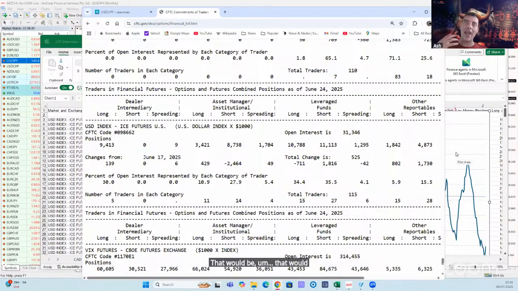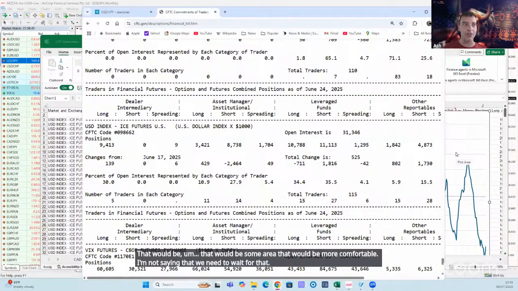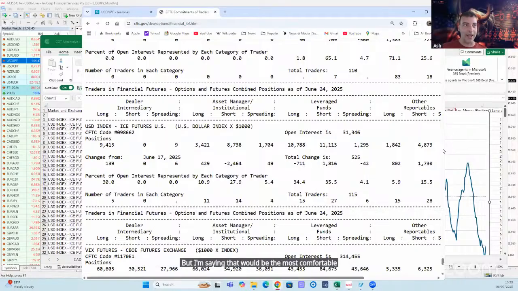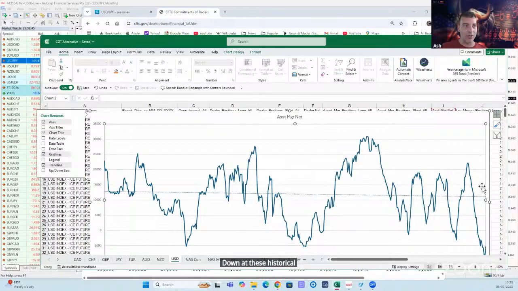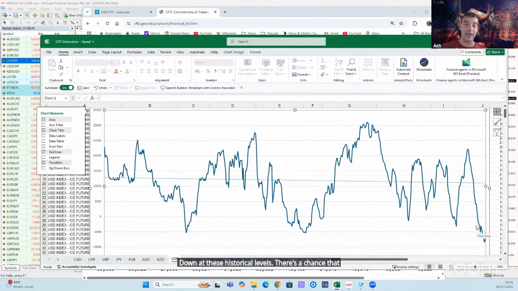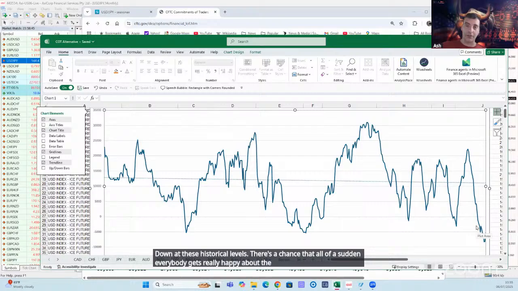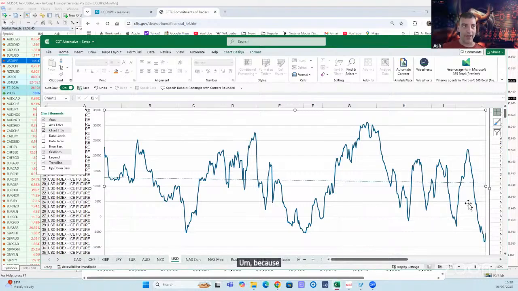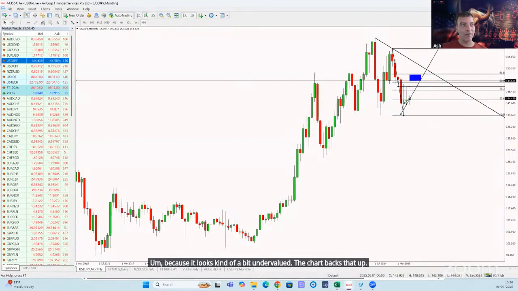That would be some area that would be more comfortable. I'm not saying that we need to wait for that, but I'm saying that'd be the most comfortable position because down at these historical levels, there's a chance that all of a sudden everybody gets really happy about the dollar and this just flips because loads of contracts go into it because it looks kind of a bit undervalued.